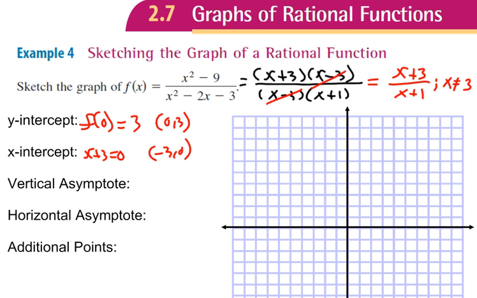Now on to the vertical asymptote. What value of x will make the denominator 0? Well, negative 1, right? So that's going to be our vertical asymptote, x equals negative 1.